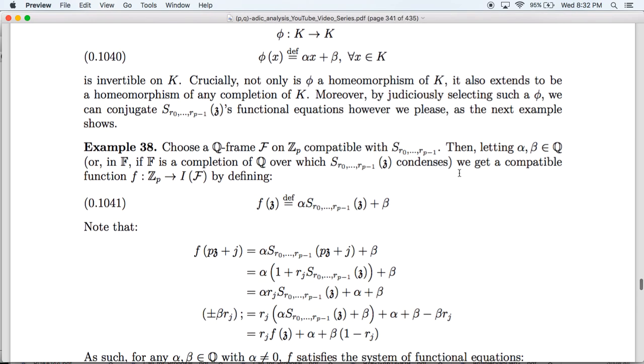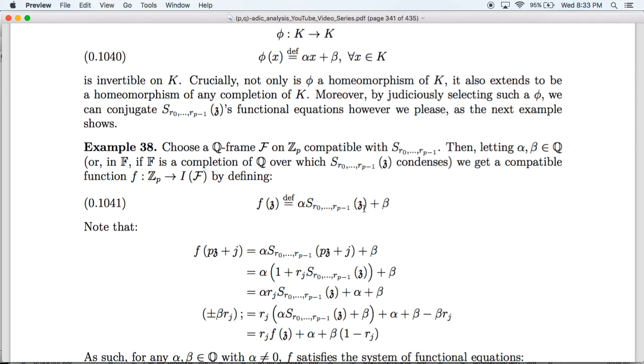So now what's really important, this is something that I did in my dissertation, is that we can conjugate these functional equations to get other solutions. So choose a frame F on Z_p, a Q frame, such that our given F-series is compatible. Then letting alpha, beta be in Q, or in F, a completion of K over which our F-series converges, we get a compatible function by the formula alpha times S of z plus beta. Again, because alpha and beta are rational numbers, this is going to be in whatever completion of Q this quantity happens to be in.